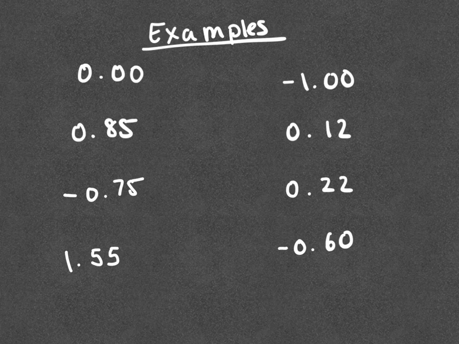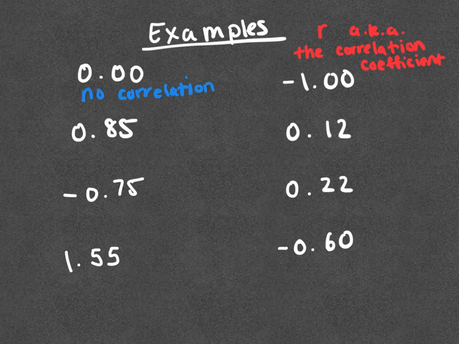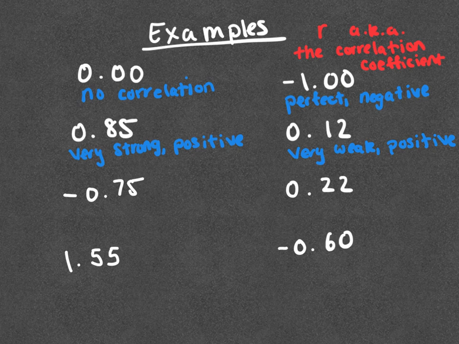thumb. Take a look at these 8 different correlation coefficients, also known as R. Indicate whether each one is positive or negative and give the strength. When R equals 0, there is no correlation. We have no direction to indicate when things are not correlated. Negative 1.00 has a strength that is perfect and a direction that is negative. A correlation coefficient of 0.85 is very strong and positive, whereas a correlation of 0.12 is very weak and positive. An R equal to negative 0.75 is strong and negative, and a correlation of 0.22 is weak and positive.